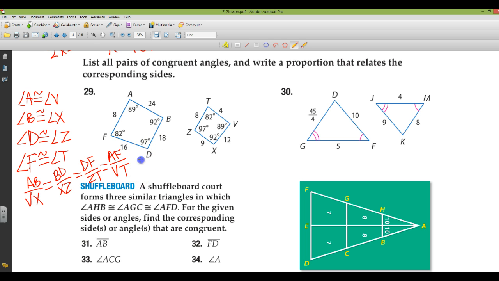And for each of those, so let's just take one of those cases. So AB is 24 over VX, which is 12, simplifies to 2. So we have a scale factor of 2.